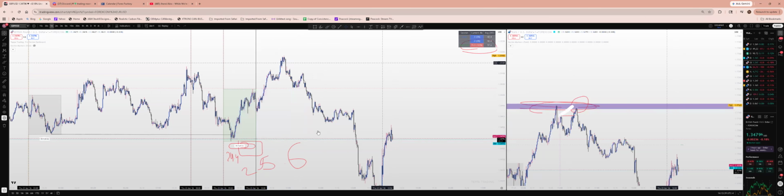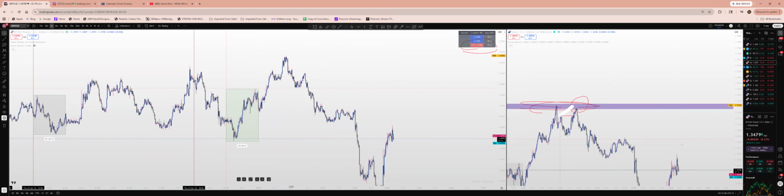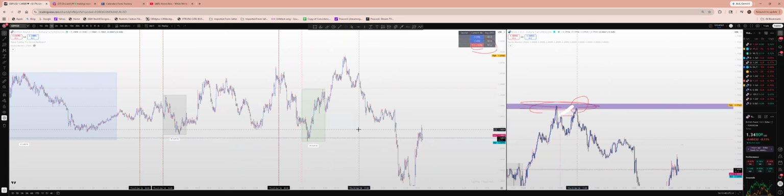Because usually lately, I've been getting entries late because I've been waiting more. But usually within the first hour, I find my trade. Almost like every day, within the first hour of the session, I find my trade.